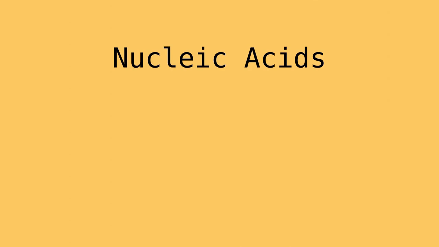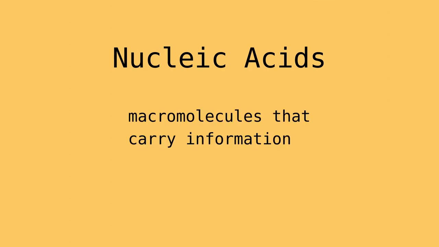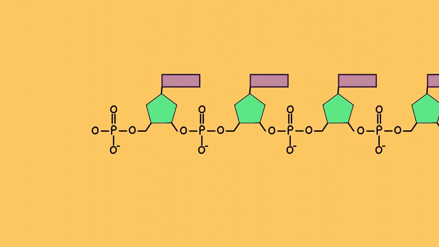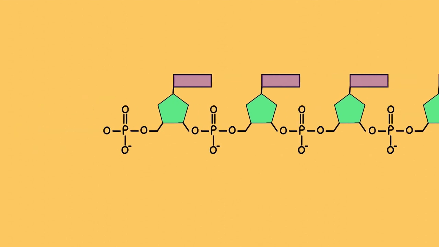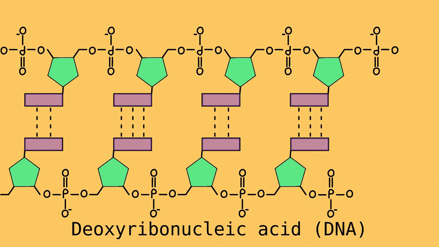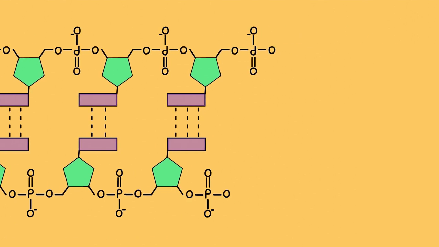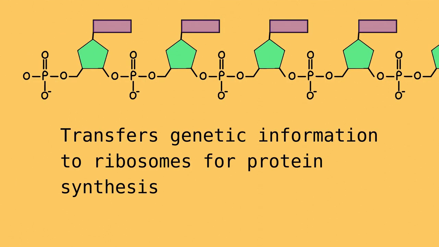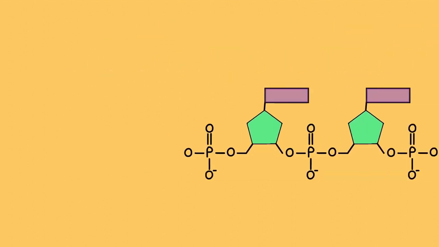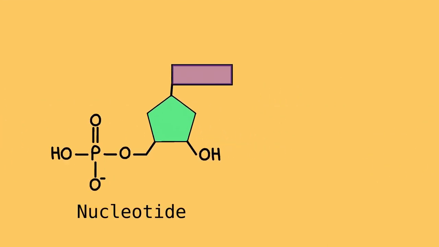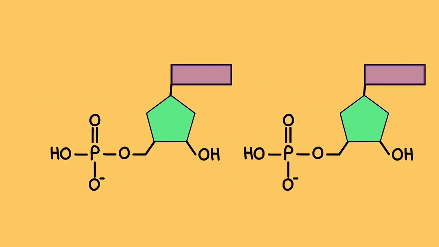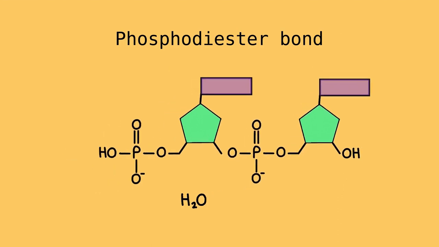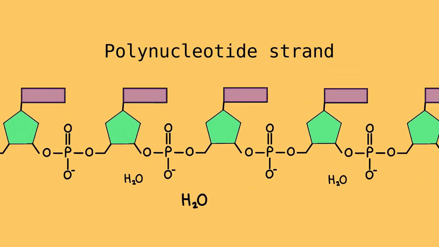Nucleic acids are biological macromolecules which act as important information-carrying molecules. There are two types of nucleic acids, ribonucleic acid, RNA, and deoxyribonucleic acid, DNA. In all living cells, DNA holds the cell's genetic information, while RNA transfers that genetic information to ribosomes to synthesize proteins. Both nucleic acids are polymers of smaller monomers called nucleotides, which bind together in condensation reactions, creating phosphodiester bonds and forming a polynucleotide strand.